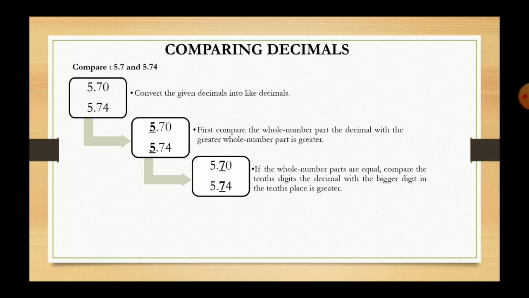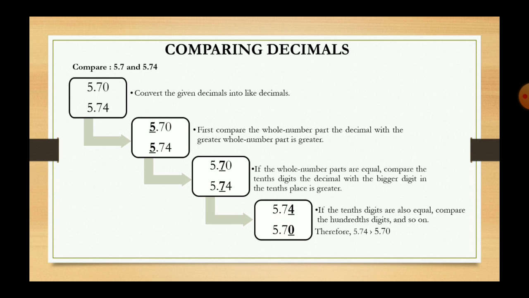So after comparing the whole number parts, let's move on to the first digit after the decimal. Again they both are 7, so they both are equal. Moving on to the next, let's see the last digit in the question, 0 and 4. Which one is greater? 4 is greater. So at the end, therefore 5.74 will be greater than 5.70.